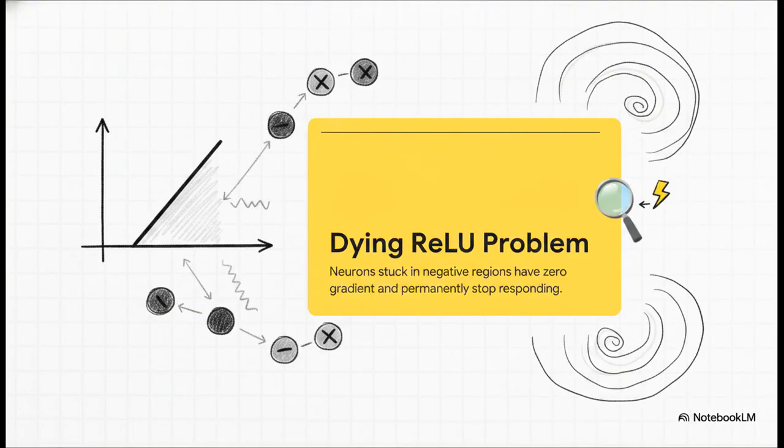But keeping with our evolutionary theme here, this brilliant solution birthed a tragic new problem: the dying ReLU. That flat 0 line on the negative side, well, it has a gradient of exactly 0. If a neuron's weights get updated in such a way that it starts only receiving negative inputs, it gets pushed into this flat zone forever. It outputs 0, its gradient becomes 0, and it never updates again. It permanently stops responding. The neuron essentially dies, becoming useless dead weight taking up space inside your network.